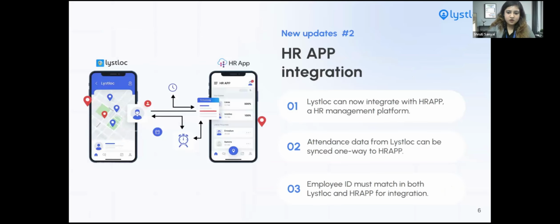As of now, we can proceed forward with the HR app. We have recently partnered with the HR app as well. It's a one-way sync. We integrate with the HR app, and we give all our data to the HR app from our end. On a one-way basis, the attendance data which we have is given to the HR app. So the employee ID is a must. The employee ID needs to match between your Lystloc and your HR app. If the ID is similar, it is easier for us to give tracking details and all the attendance details for the integration as well. So this is a new feature as well.